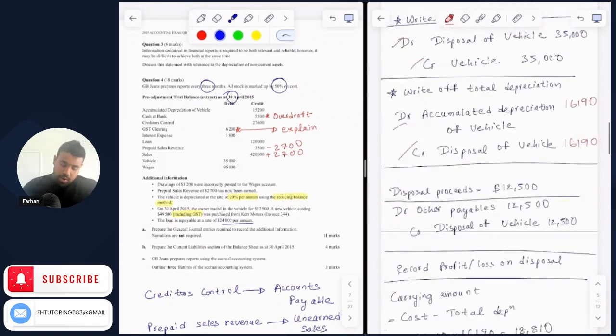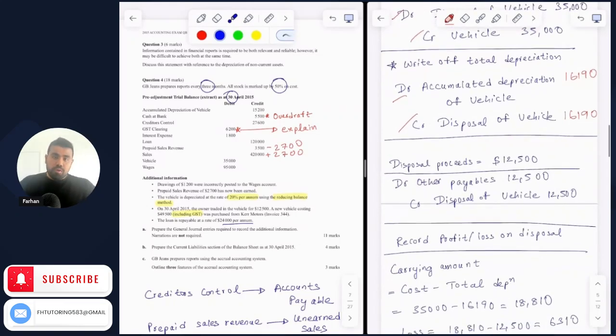Okay, all right. Now, what about the disposal receipts? Now, the trade-in allowance for this old vehicle was $12,500, okay? So, basically, we know that we are purchasing the new vehicle on credit with the promise to pay it very soon. So if we are trading in the old vehicle, which was traded in at a value of $12,500, then that is going to reduce our obligation we have with Kern Motors, right?